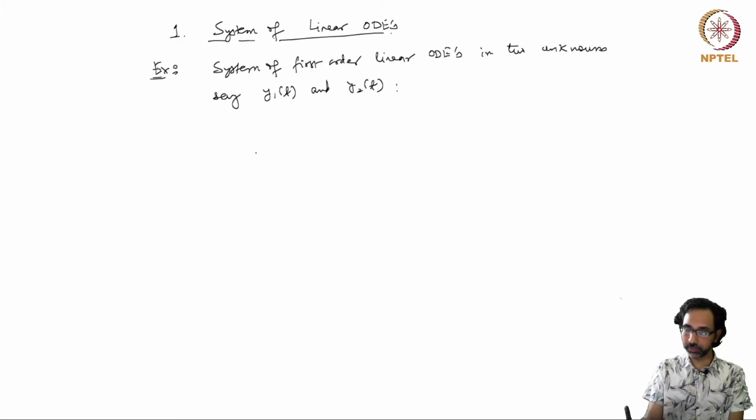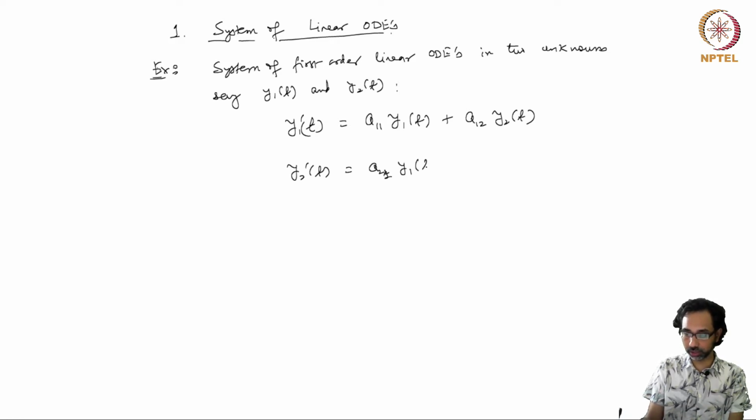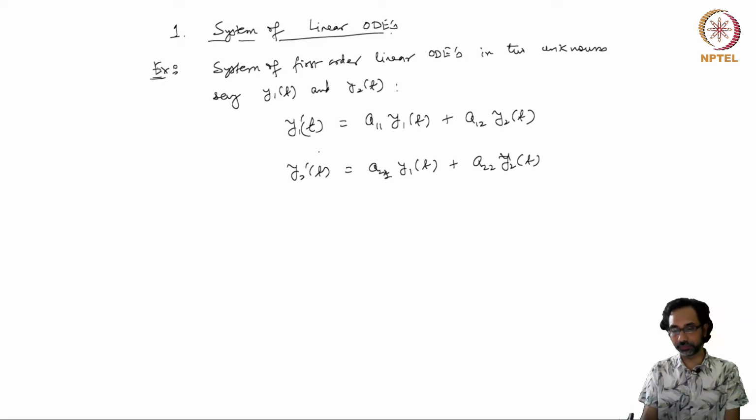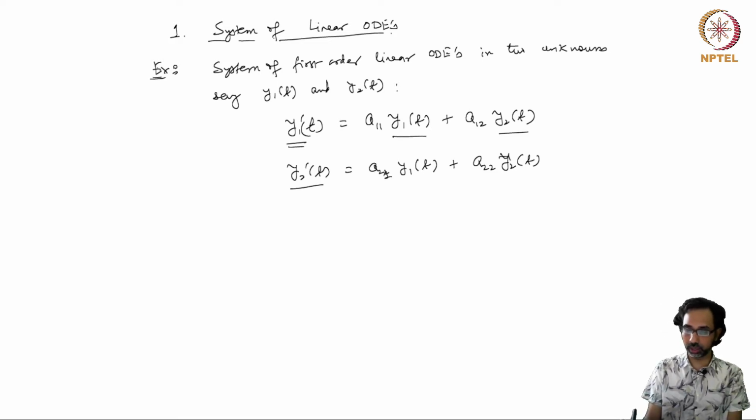satisfy some differential relations. So the first one can be, let's say, y1'(t) equals a11 y1(t) plus a12 y2(t), and y2'(t) equals a21 y1(t) plus a22 y2(t). So the derivative y1' is dependent on both y1 and y2, and similarly the derivative y2' is dependent on both y1 and y2 as well.